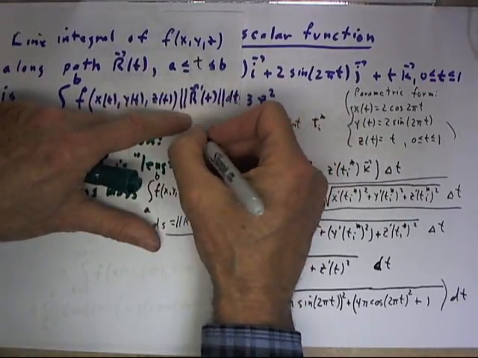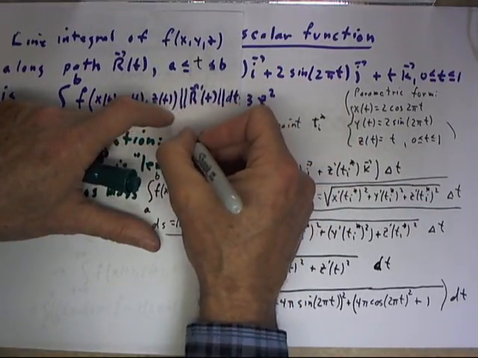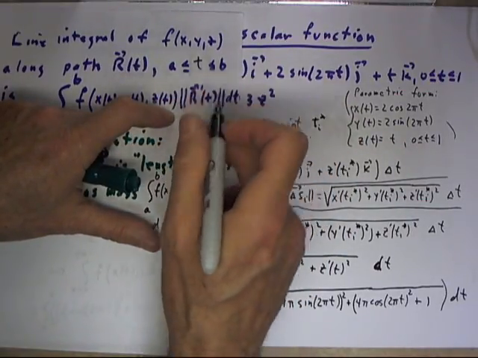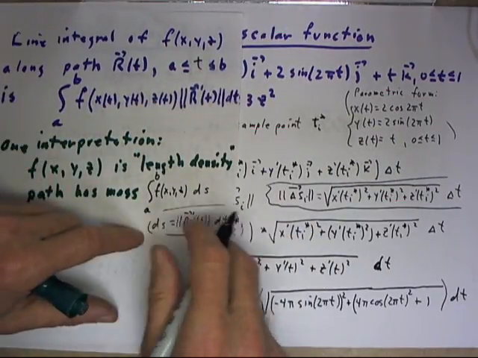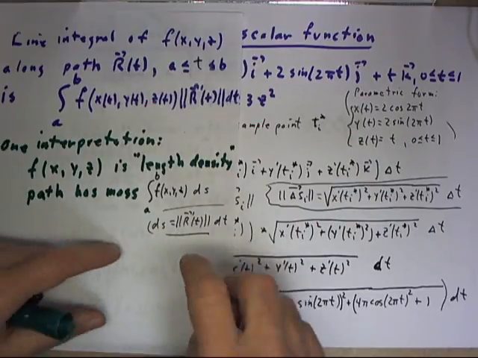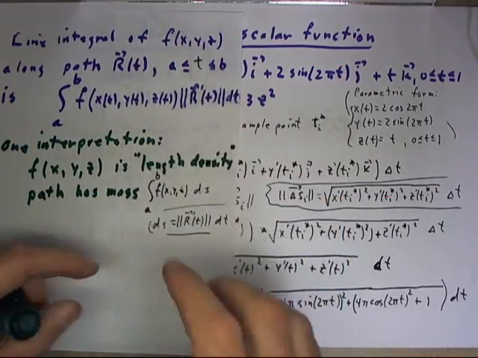So this could be written up here as a ds. No, I'm not going to make that annotation. I'll just leave it down here. And you can see this in any standard text. These are fairly standard notations.